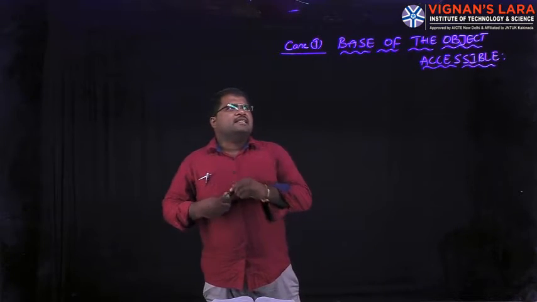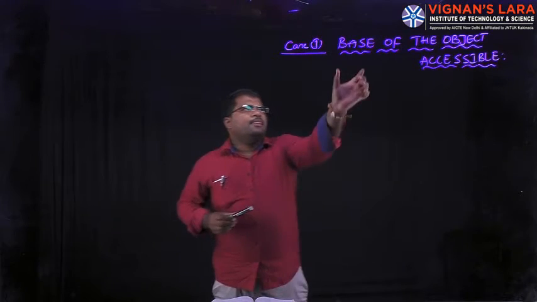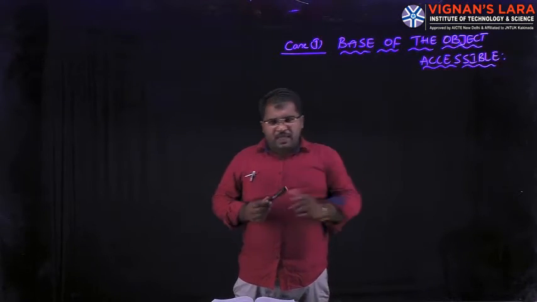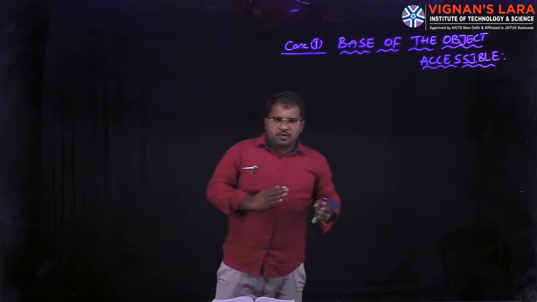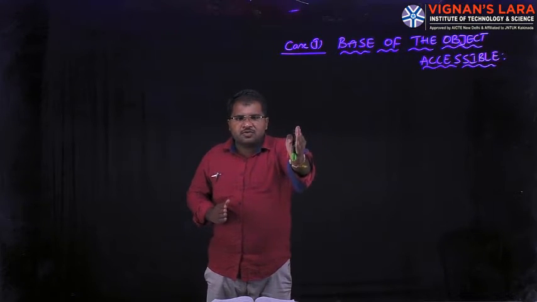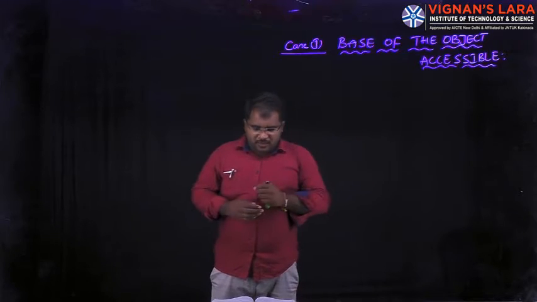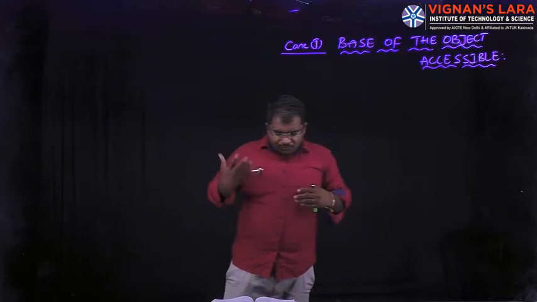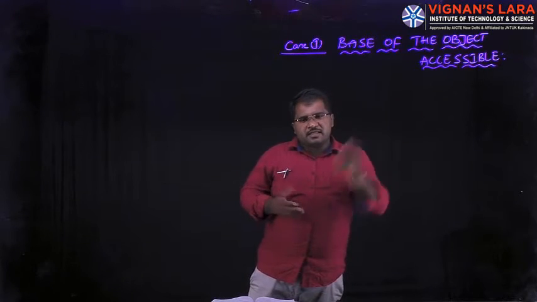Now let us see case 1. What is case number 1? Where the base of the object is accessible. If the base of the object is accessible, we can measure the horizontal distance from the instrument station to the particular object. So we are going to measure the horizontal distance between the instrument and the object.